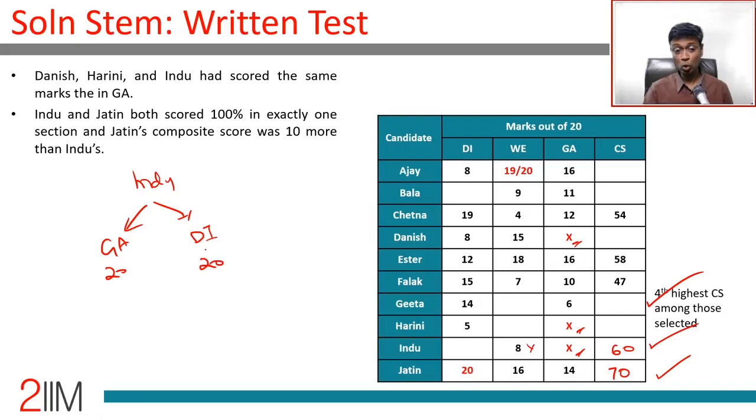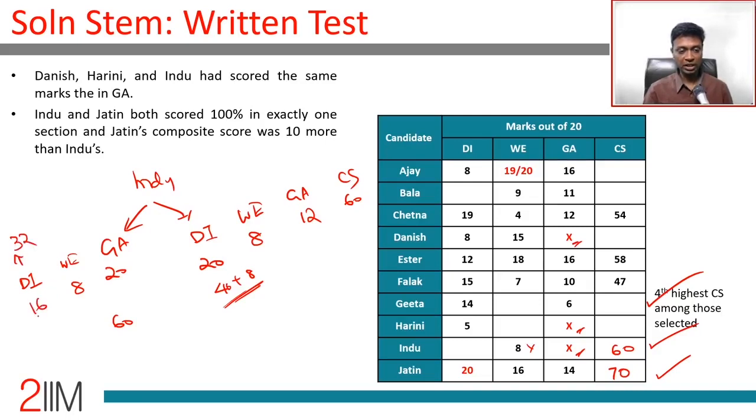If her DI score were 20, her WE is 8, then her GA score should be 20 into 2, 40 plus 8 she has got from just these 2. Her total composite score is 60. So 40, this should be 12. If GA were 20, then she has 8 in this. Her composite score is 60. 28 we have accounted for. So the remaining 32 should come from this. DI should be 16.